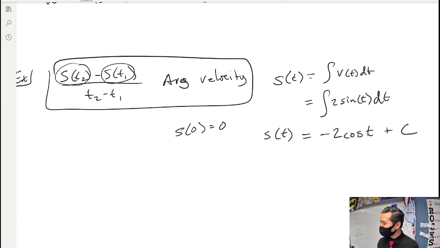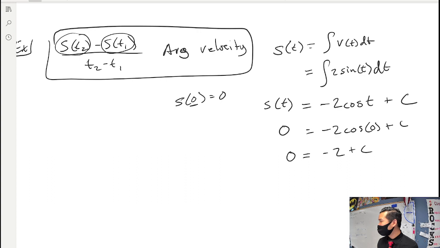So when t is equal to 0, I have negative 2 cosine of 0 plus c equal to 0, because S of 0 is 0. What is this going to become? What's cosine of 0? It's 1. So we have 0 equal to negative 2 times 1, which is negative 2 plus c. So what's c equal to in this problem? 2. You add the 2 to both sides. Yeah.